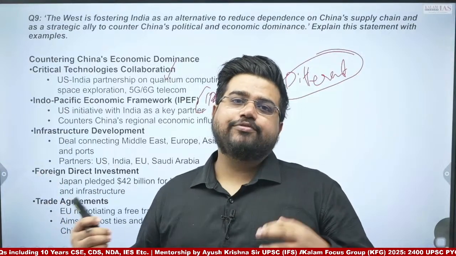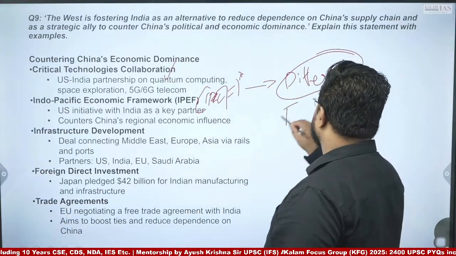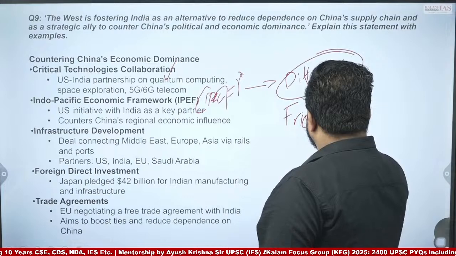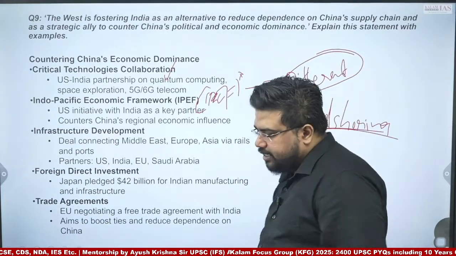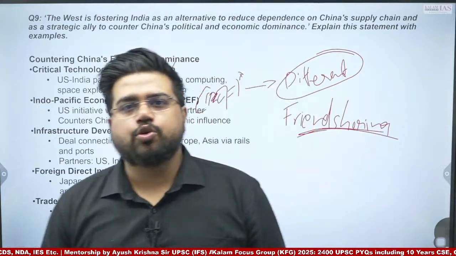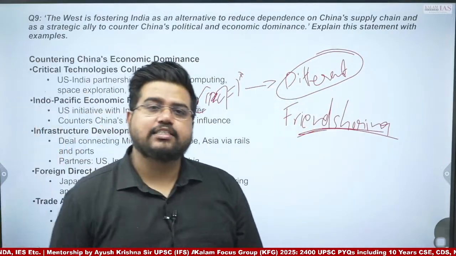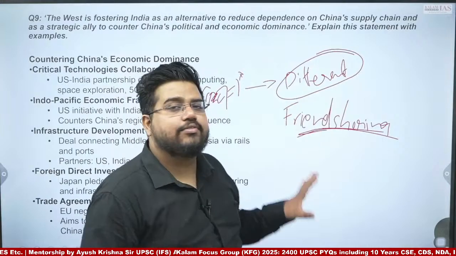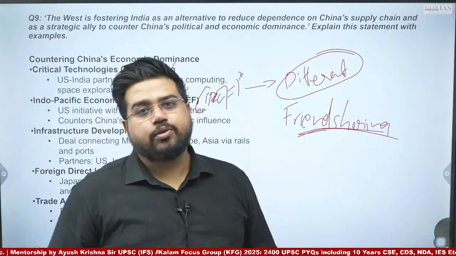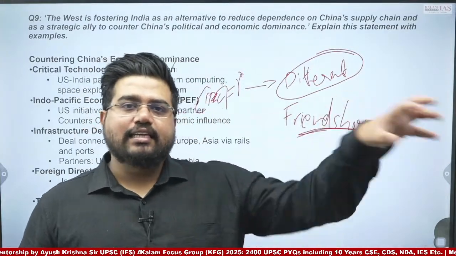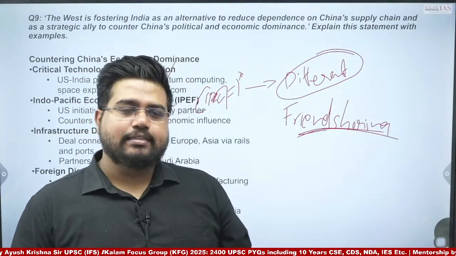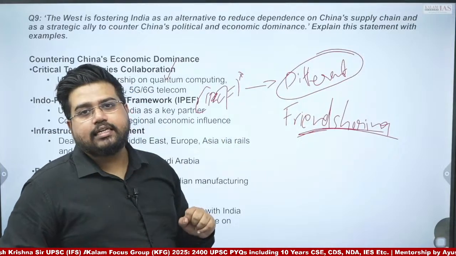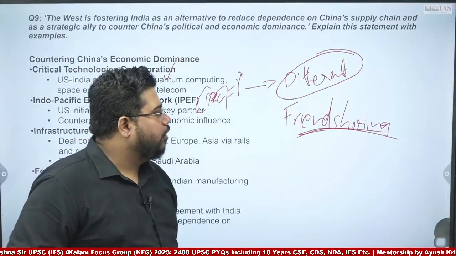Whereas IPEF is speaking about friendshoring. What is friendshoring? Friendshoring is a counter idea to globalization. That is shifting supply chains to those countries who are friends with ourselves, where resilience is also important, where undue, irrational political action will not happen. So these things are important in friendshoring. This is what you have to consider.